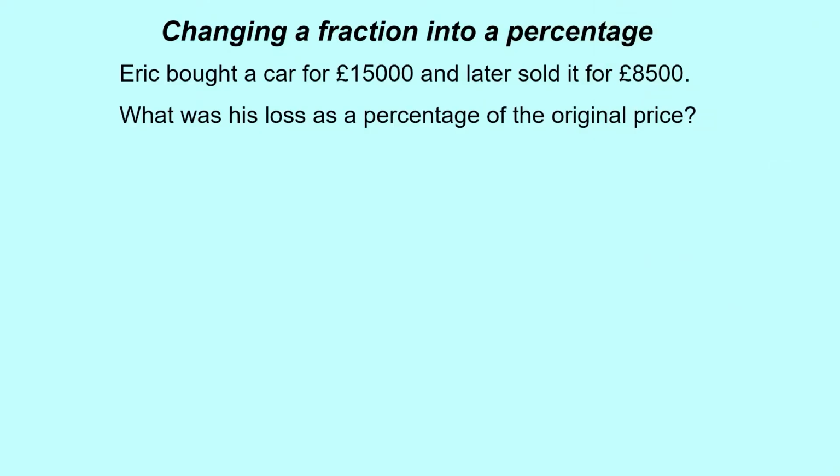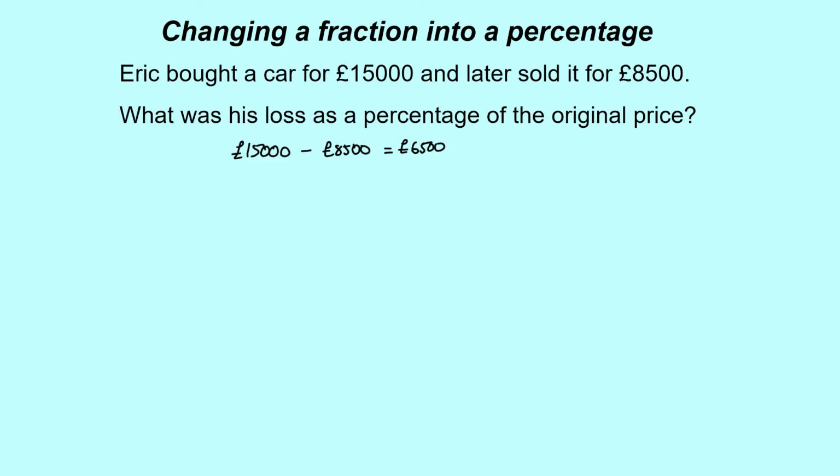Final example, this one's a little bit different. This is more like percentage profit and loss. Eric bought a car for £15,000 and later sold it for £8,500. We want to figure out what his loss was as a percentage of the original price. To figure that out, we're first of all going to figure out how much he actually lost. £15,000 take away £8,500 gives you £6,500. So when he sold the car, he lost £6,500 compared to what he originally paid for it.